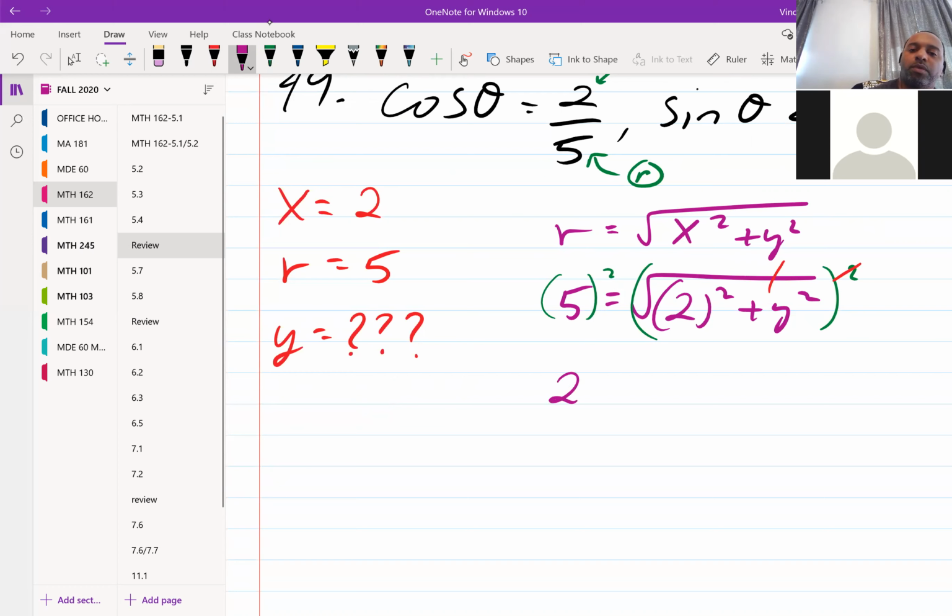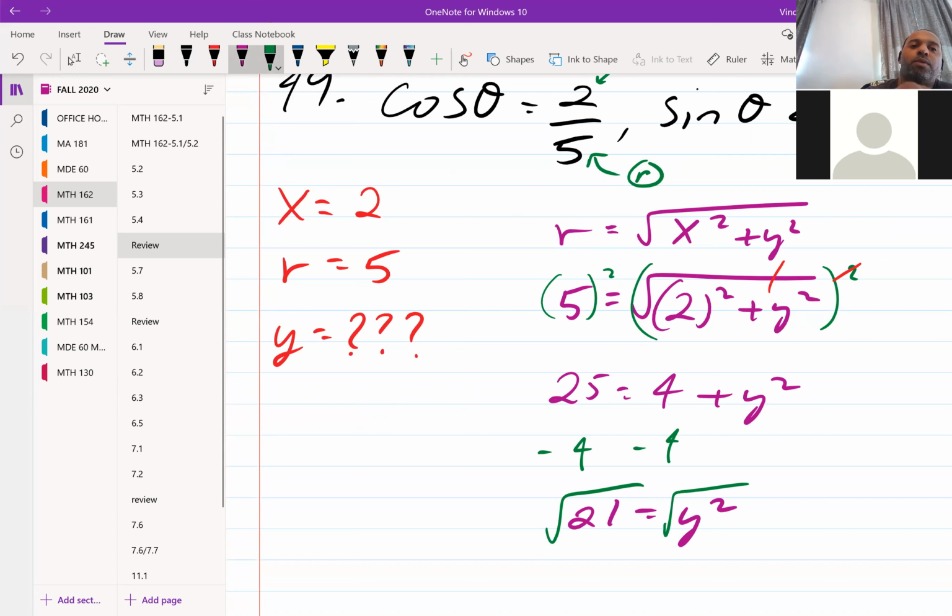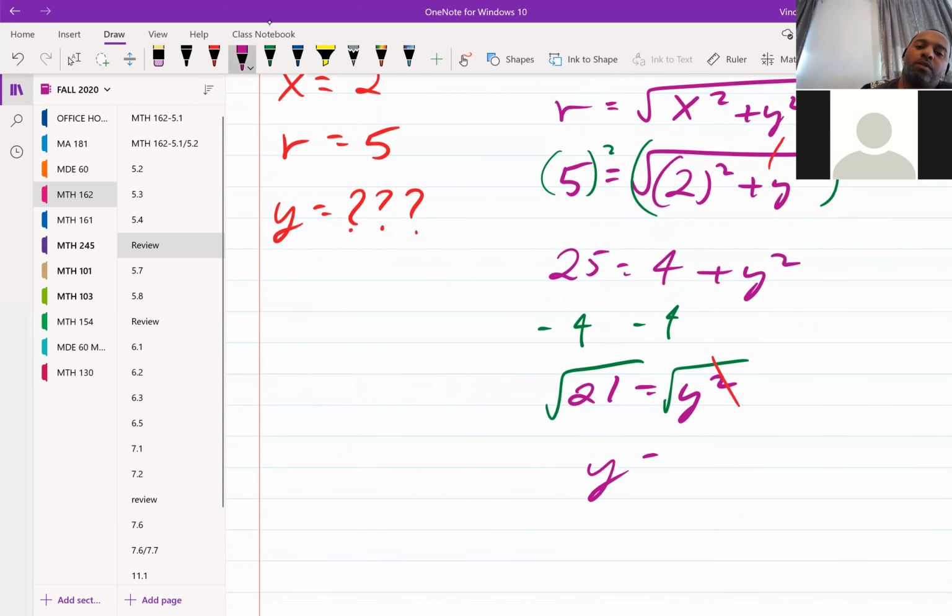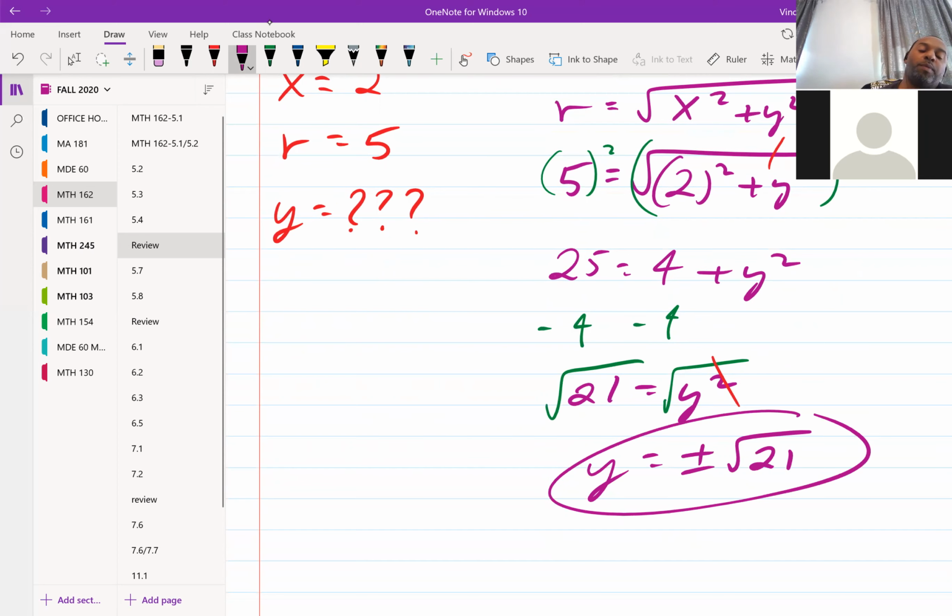All right, so that'll be 25 equal to 4 plus y squared, minus 4. 21 is equal to y squared. Square root of both sides. Now, we have to be careful here. y is equal to, whenever you take the square root of both sides, that's plus or minus square root of 21. So now we need to figure out, is it going to be positive or negative?